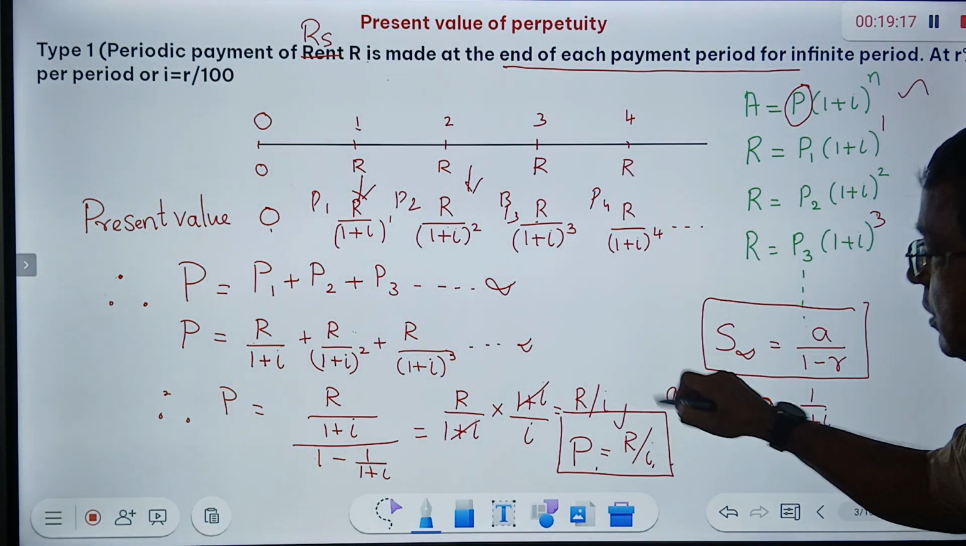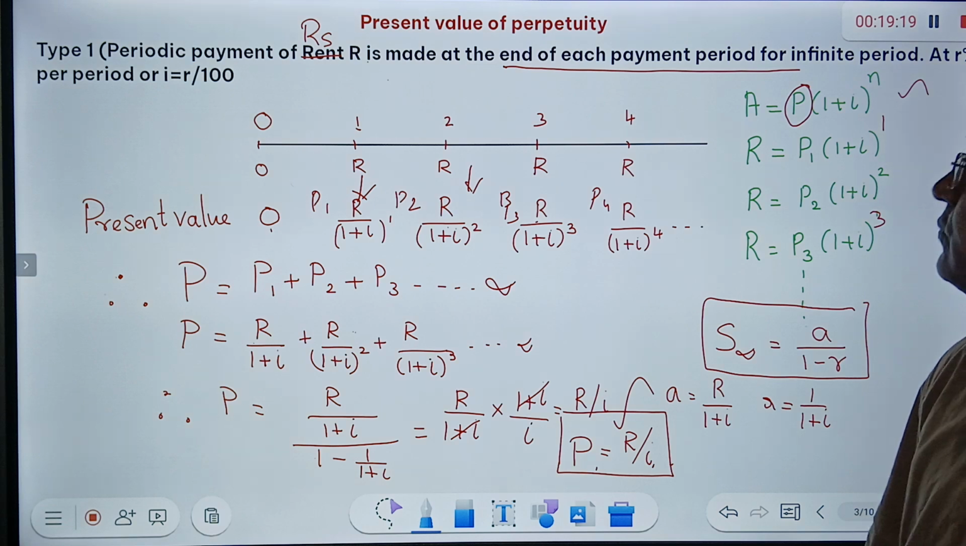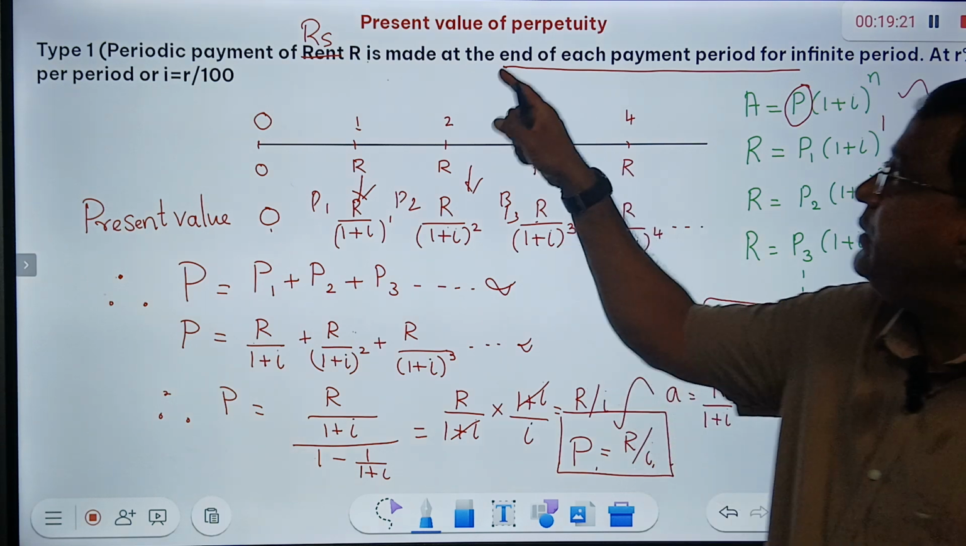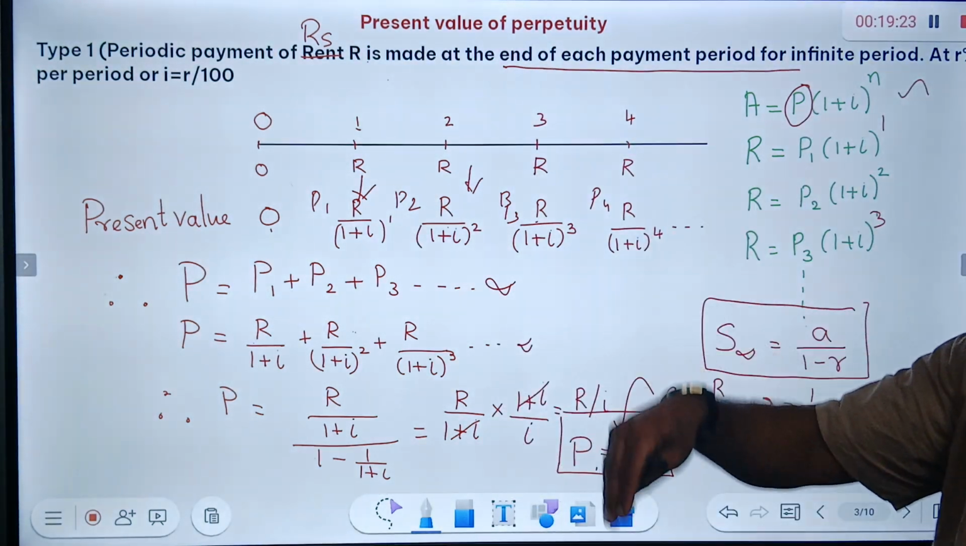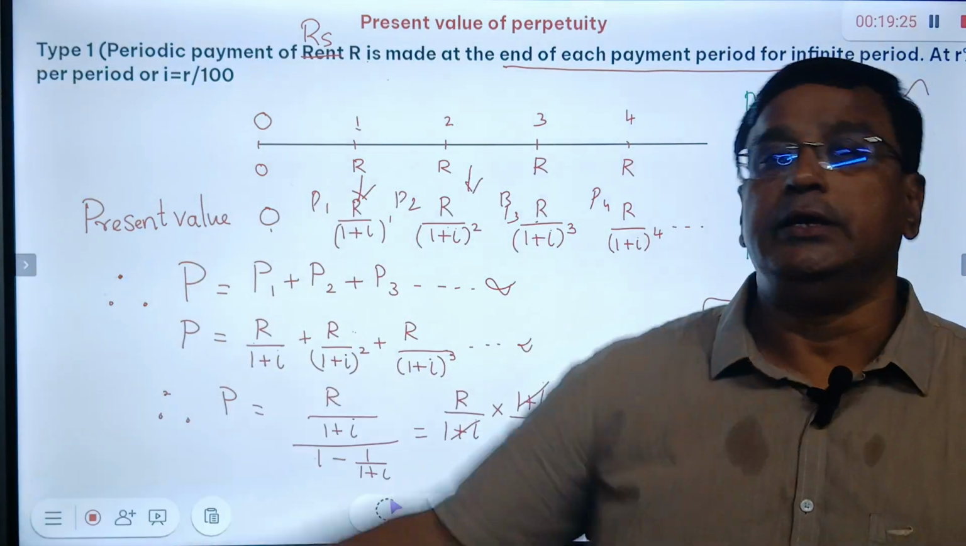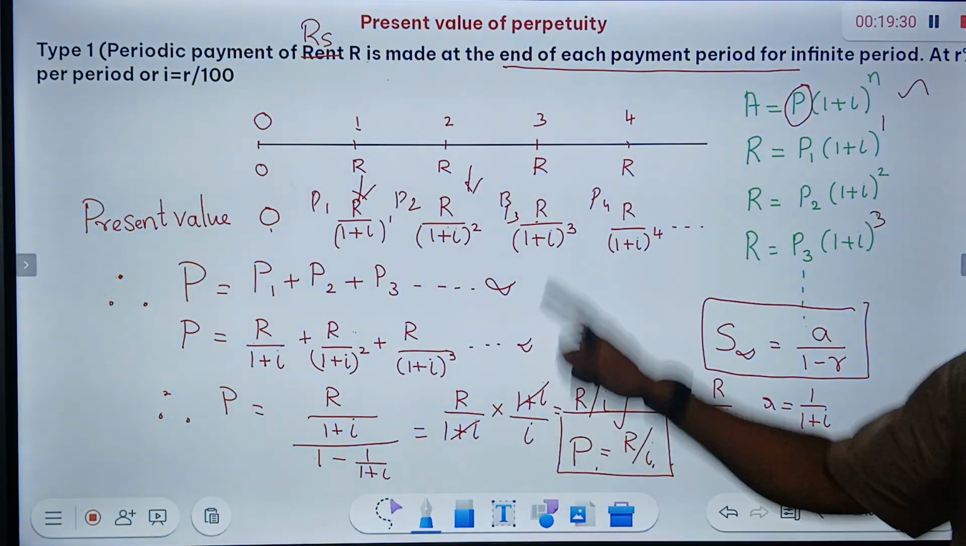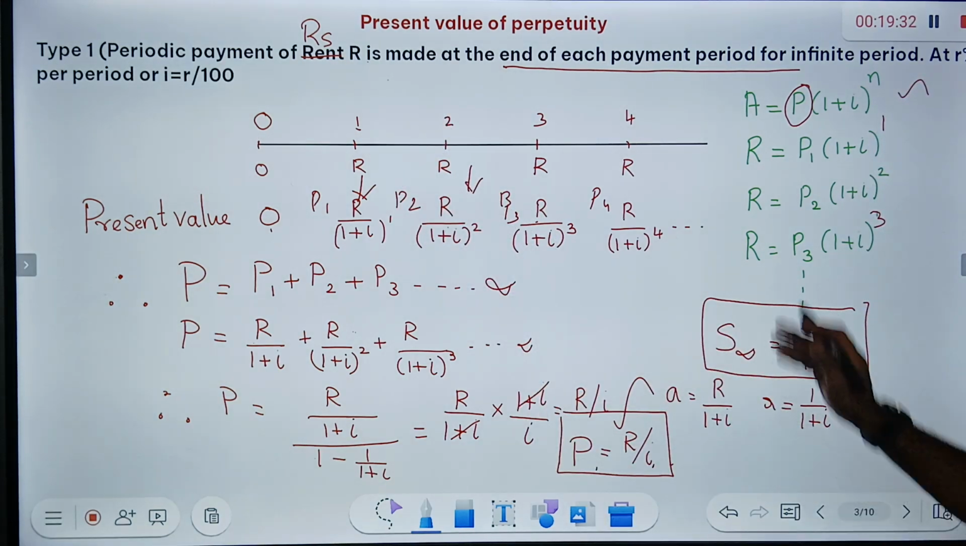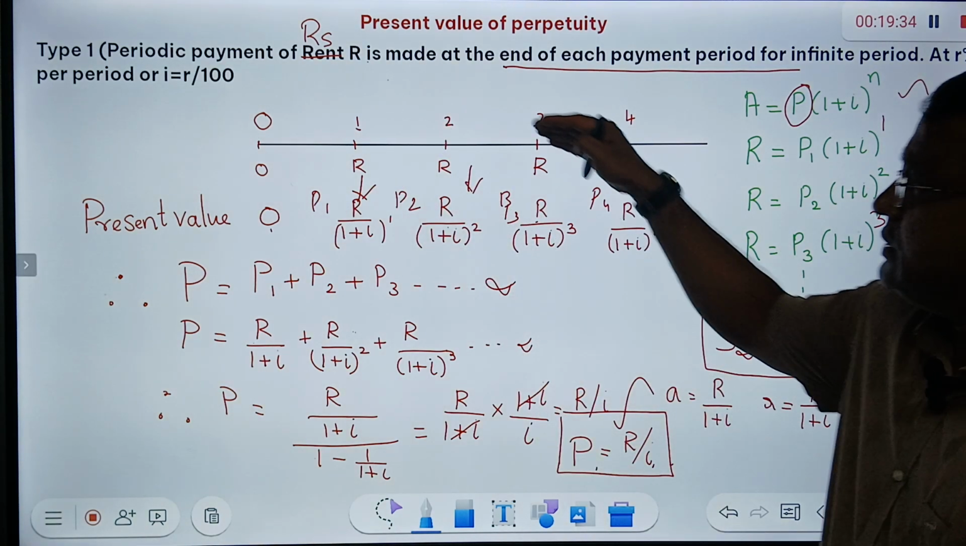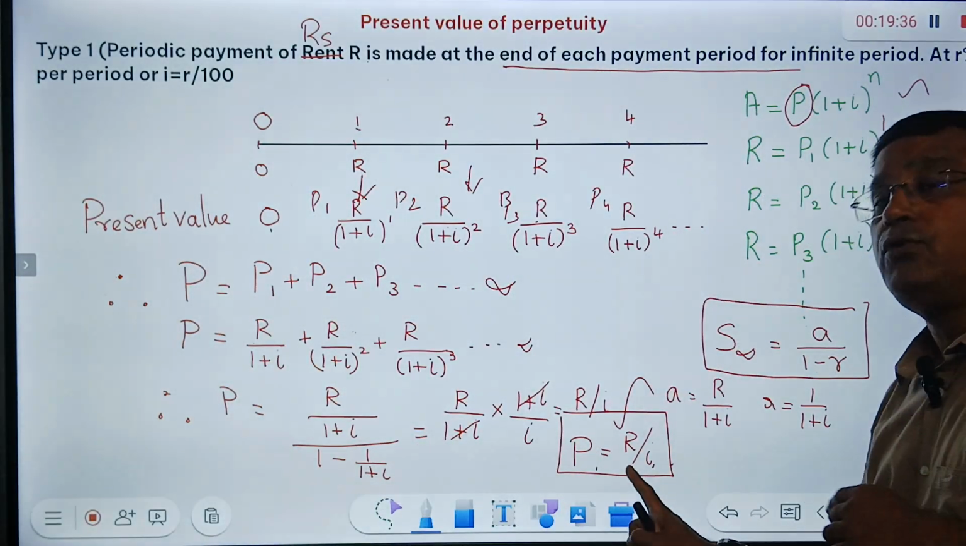So this is the formula to calculate the present value of an annuity, where rupees R is paid periodically at the end of each period. Rupees R is paid when? At the end of each period. So that is type 1. I hope this is clear. The derivation, if you understand, good. Otherwise, just remember, don't forget the formula.